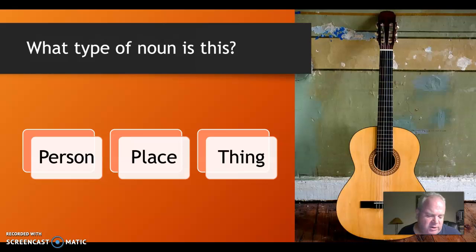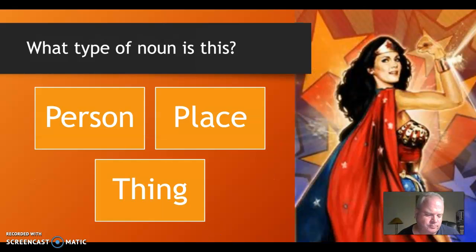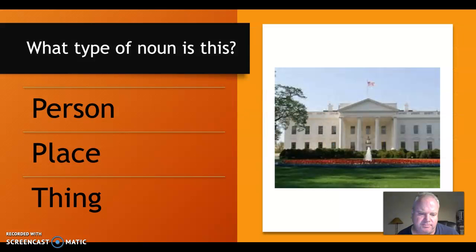What is this and what kind of noun is it? Students, it is Wonder Woman and she is a person. Very good job again. We are going to look at a third slide. Remember, you have three kinds of nouns. What is this? Students, it is the White House and it is a place. Great job identifying our first three slides.